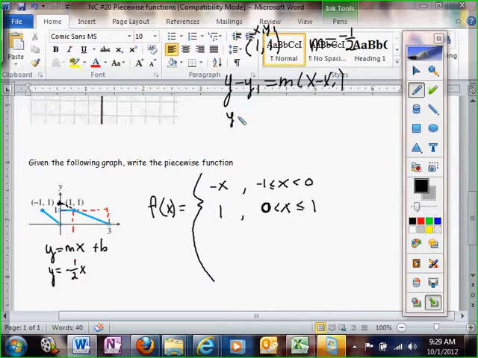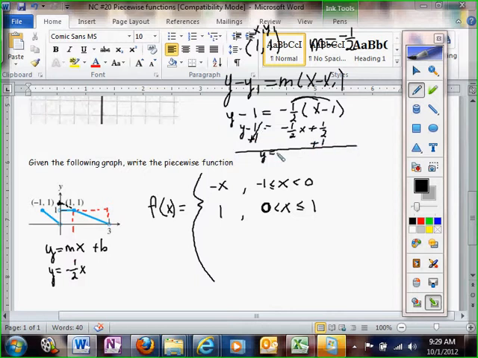So I would have y minus 1 equals m, which is negative 1/2, times x minus x1, which is also 1. And I can easily distribute, and I get negative 1/2 x plus 1/2 because of the fact that a negative times a negative is positive, bringing the rest down over here. Then I would add 1 to each side, and I would get that y equals negative 1/2 x plus 3/2.